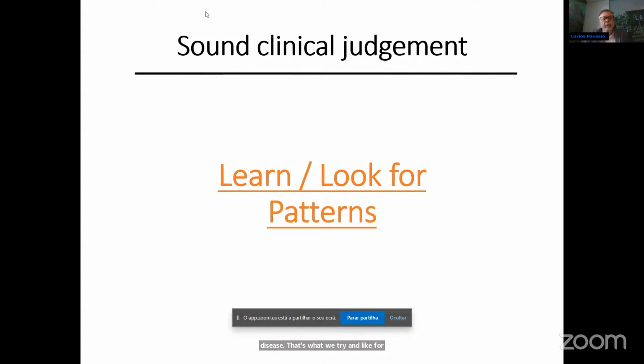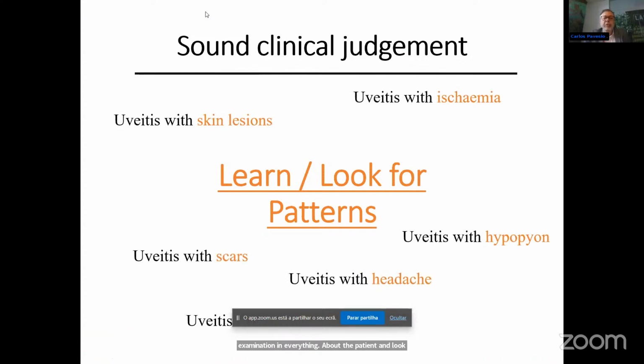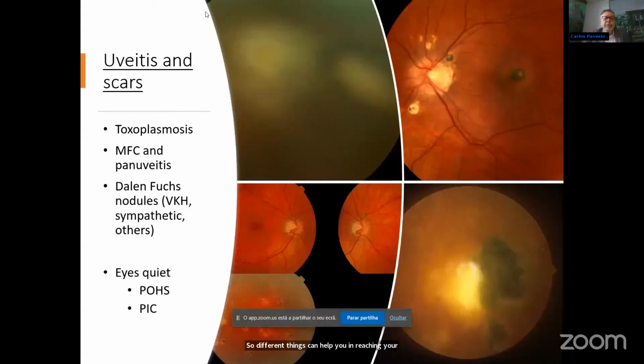So it's important that you look at your patient, the examination and everything about the patient, and look for patterns. Different things can help you in reaching your diagnosis. Starting here, uveitis and scars. You look at the back of the eye for the presence of lesions, especially if they're associated with toxoplasmosis, where an adjacent scar will help you. The Dalen-Fuchs nodules that you see, especially in the inferior retina, in VKH or sarcoidosis, and then look at eyes that have scars but are quiet eyes.